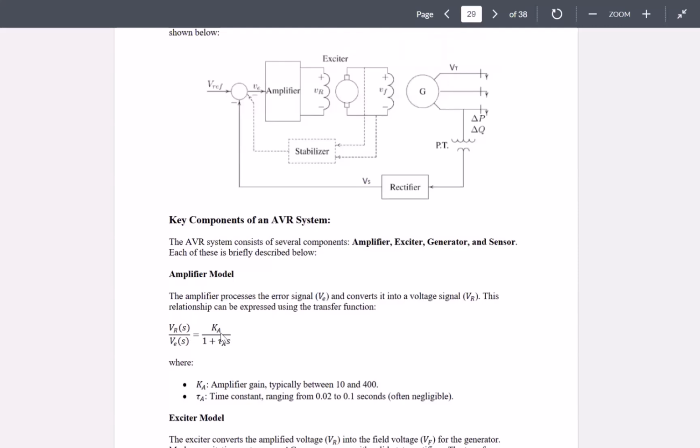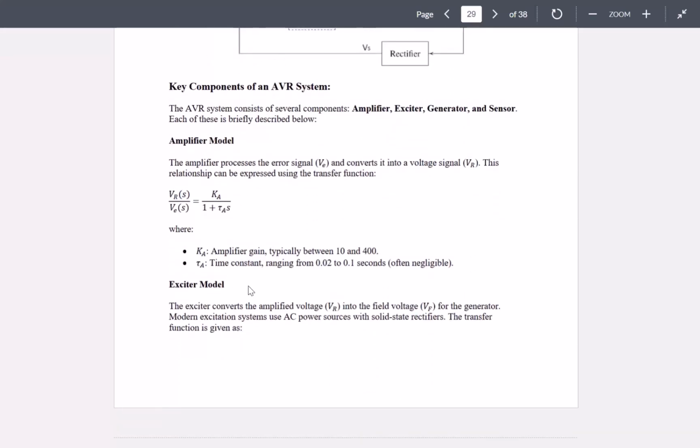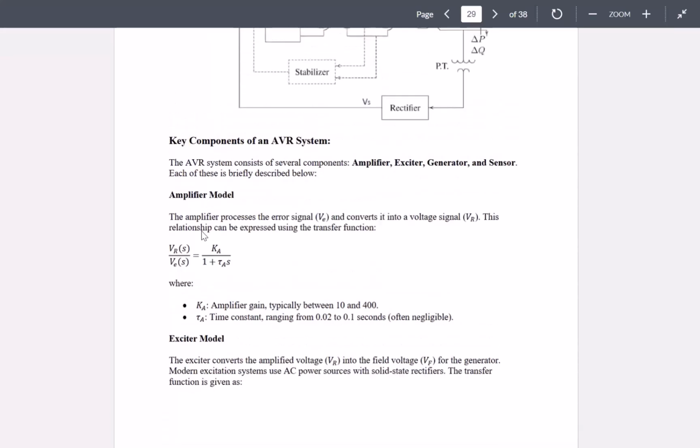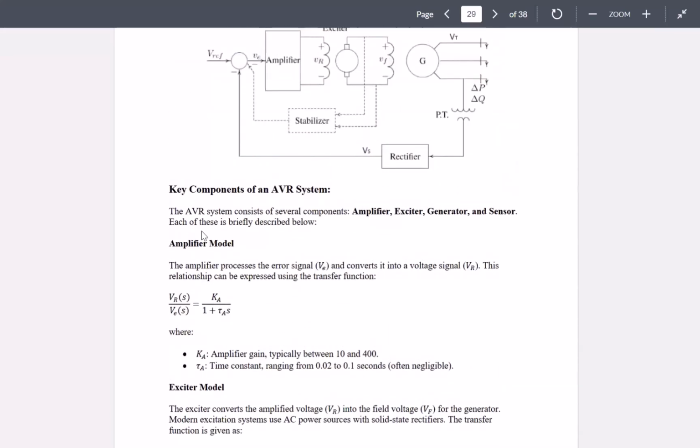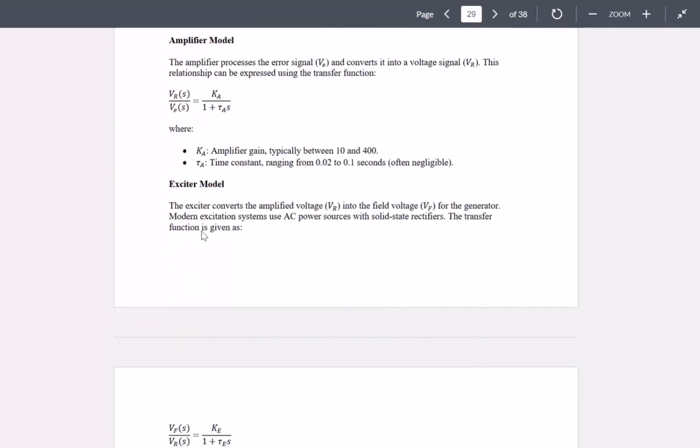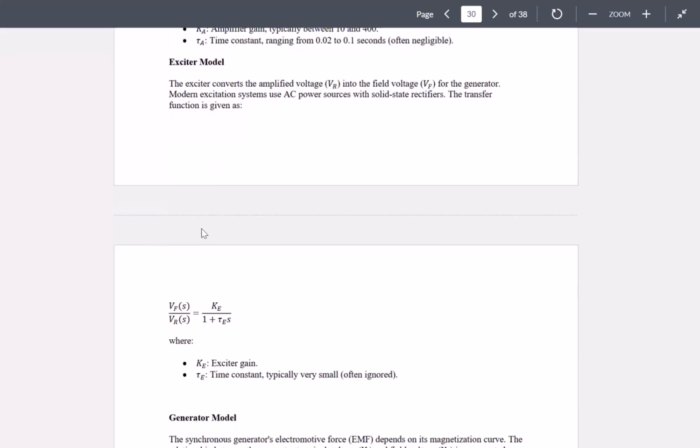is through a K of the amplifier, Ka, plus basically a tau A, which is showing the time constant of the amplifier. So typically, Ka from 10 to 100, tau A is ranging from 0.02 to 0.1 seconds. And in many cases, we can also neglect that, assuming that the amplifier model is only a gain, does not involve any delays, okay? We have the exciter model.